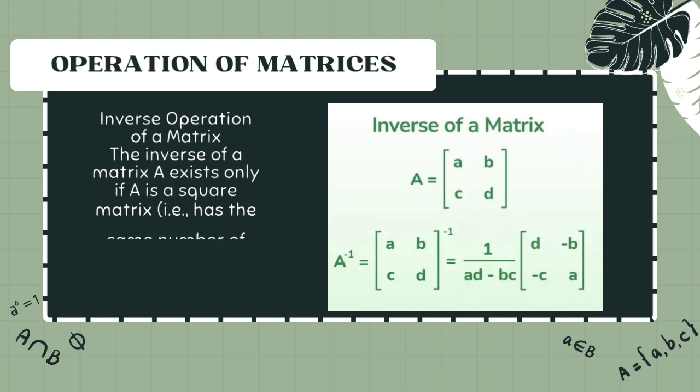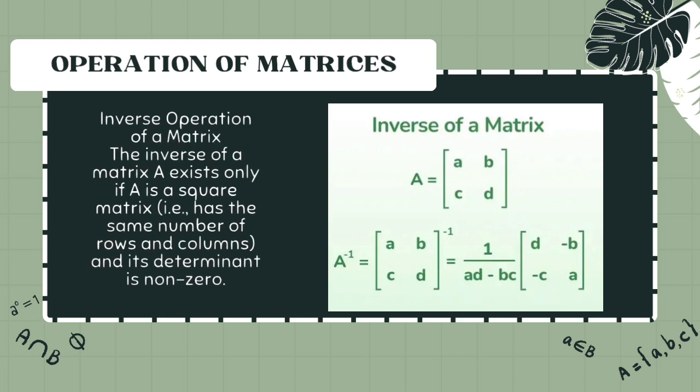Operation of matrices. Inverse operation of a matrix. The inverse of a matrix A exists only if A is a square matrix, i.e., has the same number of rows and columns, and its determinant is non-zero. A equals [A B; C D], A inverse equals 1 over (A times D minus B times C) times [D -B; -C A].